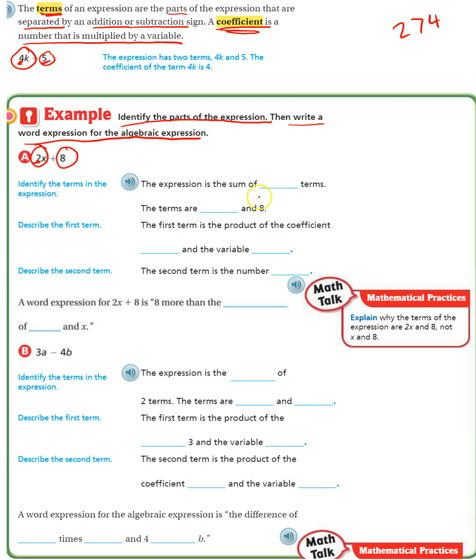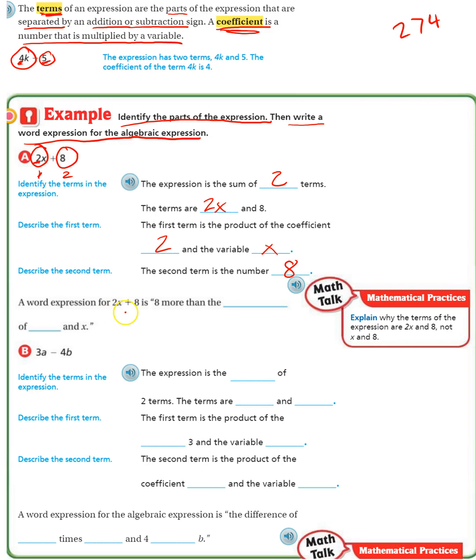So the expression is the sum of two terms. I have 2x is one term and 8 is the other term. The terms are 2x, that's our first term, and 8 is our second term. The first term is the product of the coefficient 2 and the variable x. 2 times x is essentially what that is saying. The second term is the number 8.